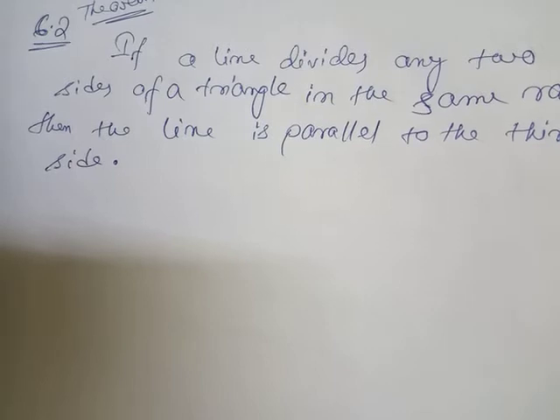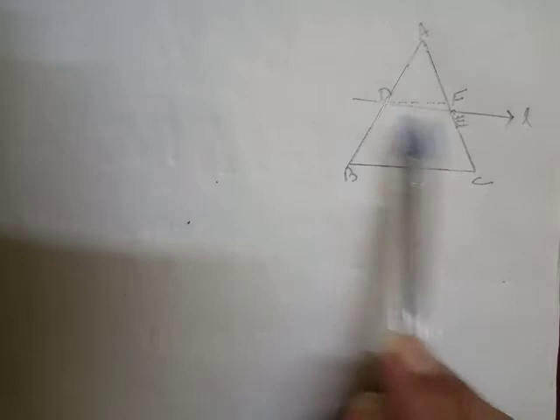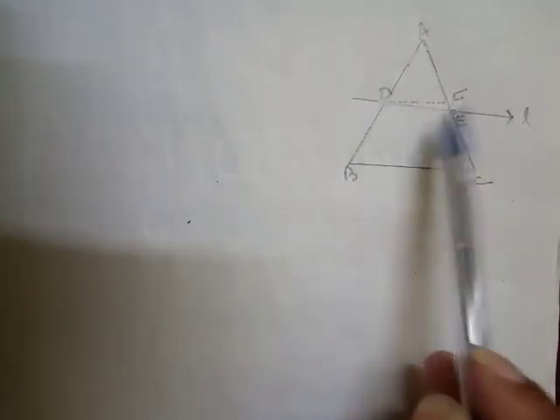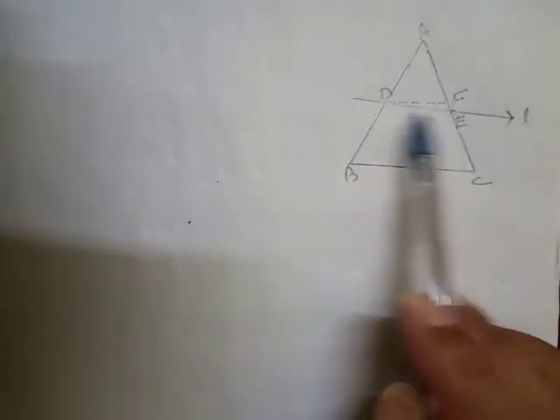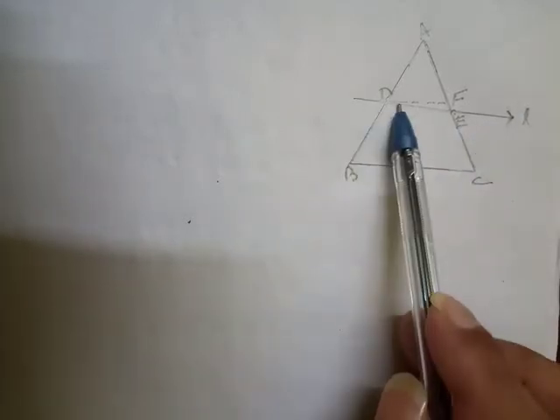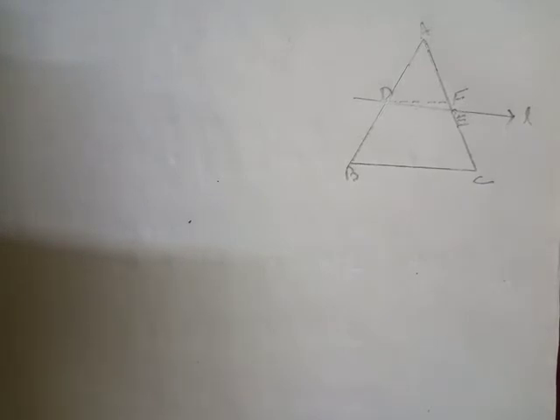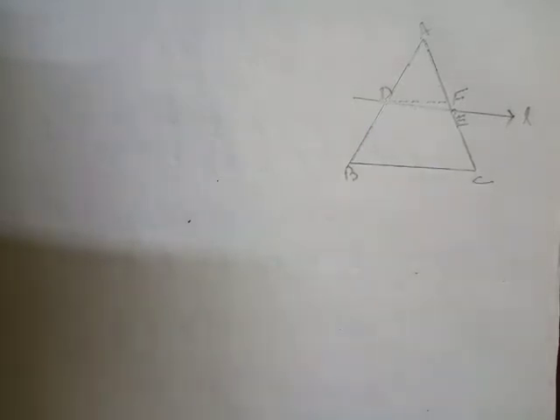Now look, how to solve this one? Let's have a look. Now look, students, this is a diagram of the second theorem 6.2. ABC is a triangle, and DE is a line that passes through the point E, or we can say that it is a ray, and one more point is there, F, in the diagram. So we'll have to prove that DE parallel to BC. Let's have a look how to solve this.